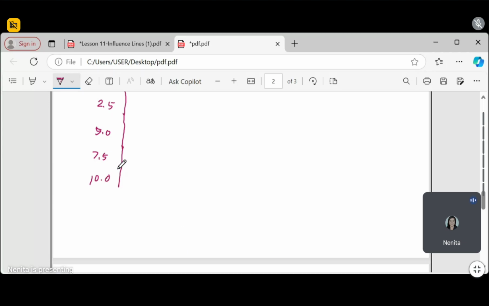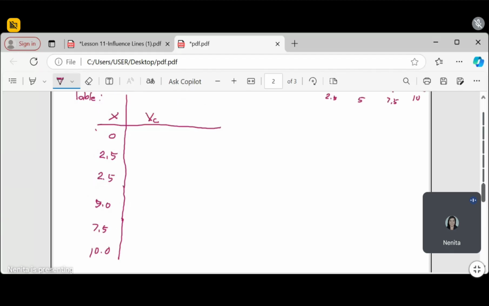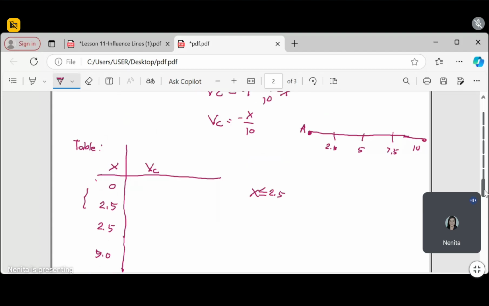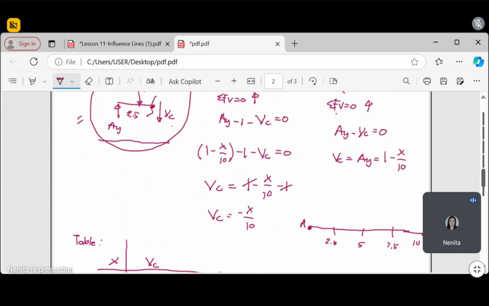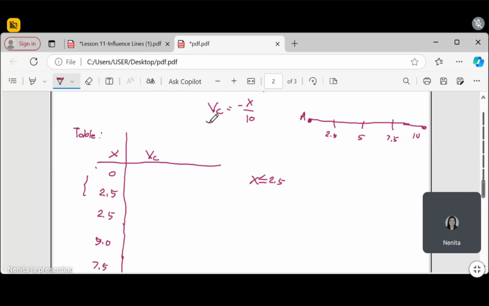So, yan ang ating magiging coordinates sa x. So, when x is equal to 0 to 2.5, ano ba yung gagamitin natin na equation? Gagamitin natin ang equation na x is lesser or equal to 2.5. Yun ang ating gagamitin na equation. So, therefore, anong equation natin? This is b sub c is equal to negative x over 10.